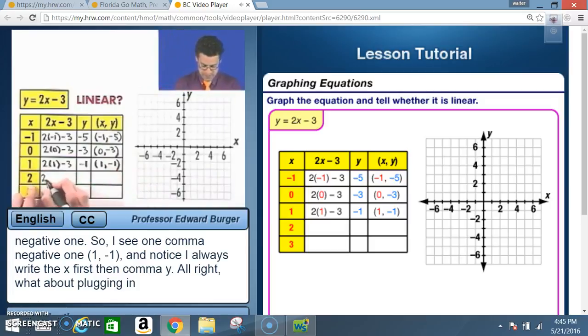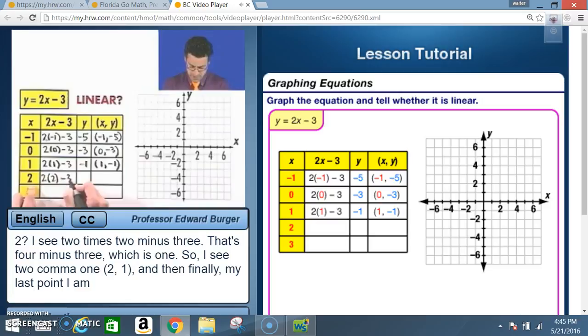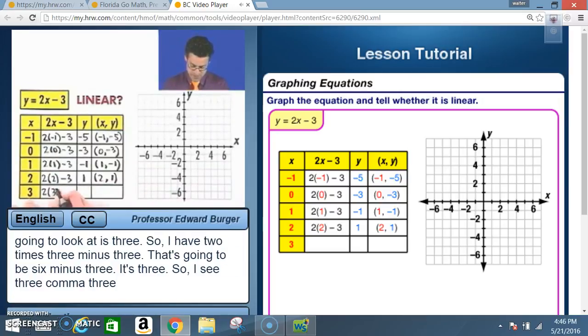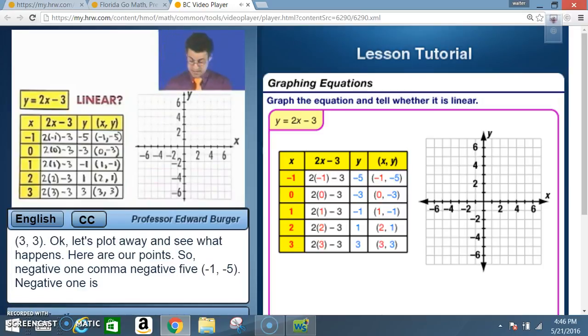All right, what about plugging in 2? I see 2 times 2 minus 3. So that's 4 minus 3 is 1. And so I see 2, 1. And then finally, my last point that I'm going to look at is 3. So I have 2 times 3 minus 3. So that's going to be 6 minus 3 is 3. And so I see 3, 3. Okay, let's plot away and see what happens.